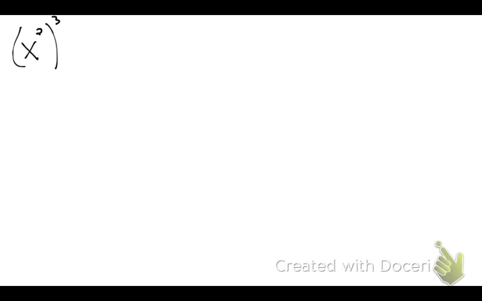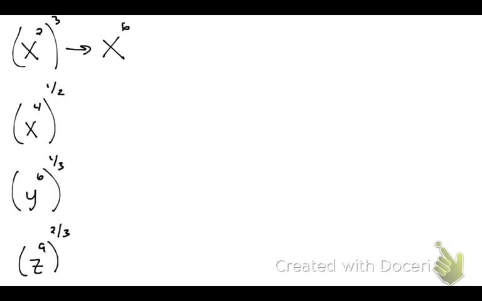Recall that x squared to the third is an example of power to a power. And this becomes x to the 6th, because in power to a power you can multiply the exponents. And this carries over no matter what the base is or the exponent. Here are 3 examples where the exponents happen to be rational.